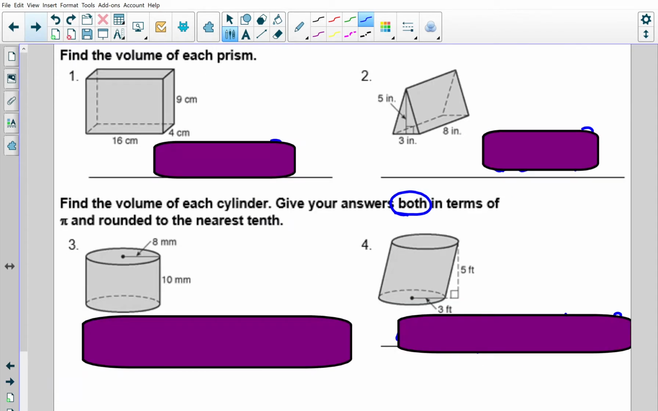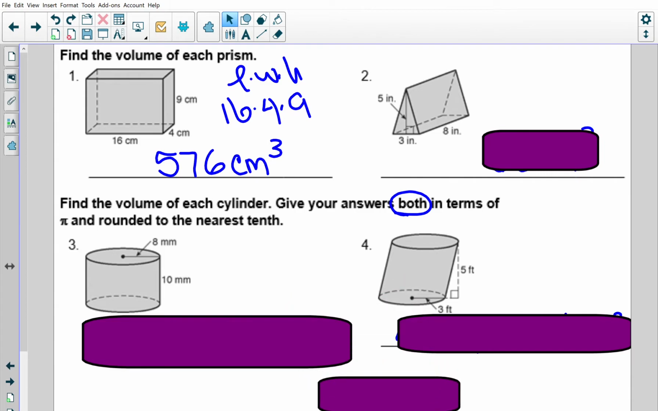We're 3 minutes in. So the volume of a rectangular prism is length times width times height, which is 16 times 4 times 9. What does that equal? Simple.